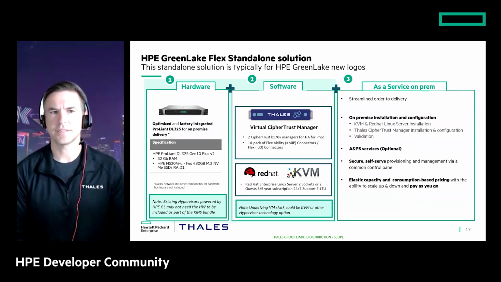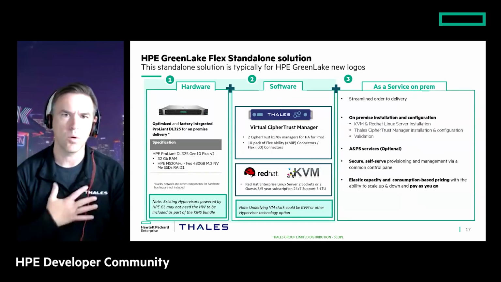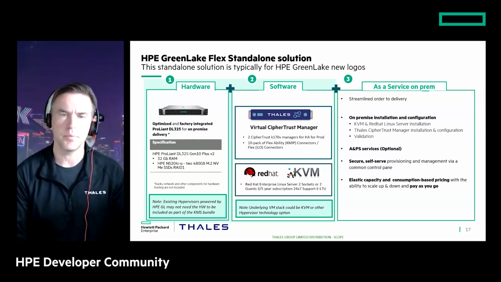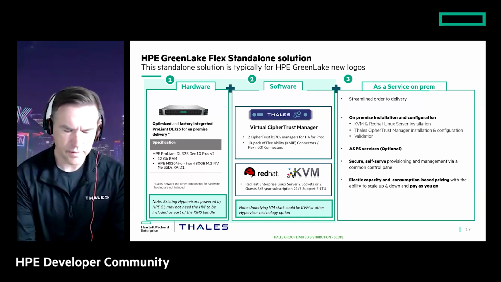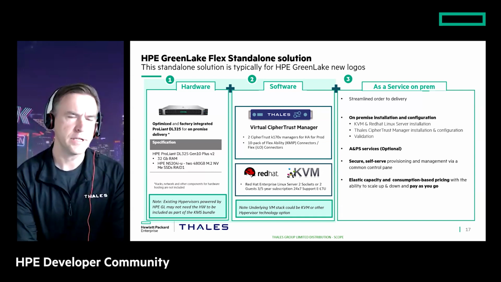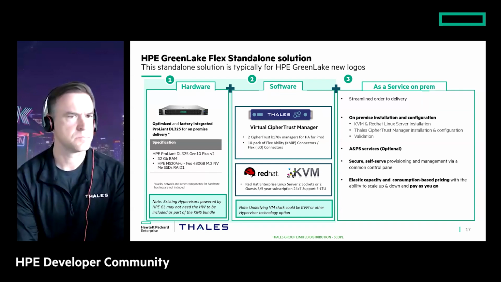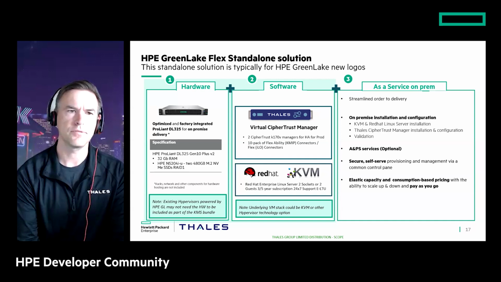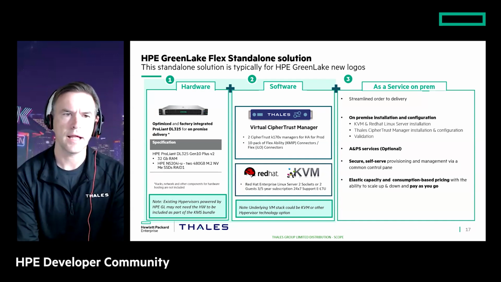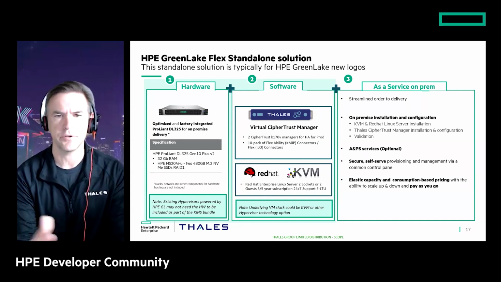All right, so what does this actually look like? Like if I was going to order, or I have a GreenLake today and I want to deploy something like this. HPE already pre-sized, pre-tested, and did performance optimization using their ProLiant DL325 platform with CipherTrust Manager.